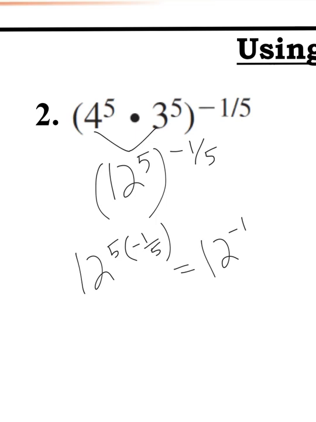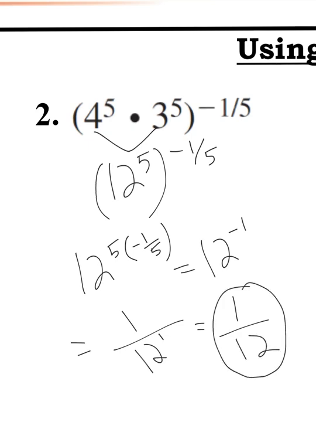Okay, so what do negative exponents mean? I've gone over this in 6.1 actually. It means fractions, so that is going to equal 1 over 12 to the 1st power, or simply just 1 over 12, and that's actually the final answer.